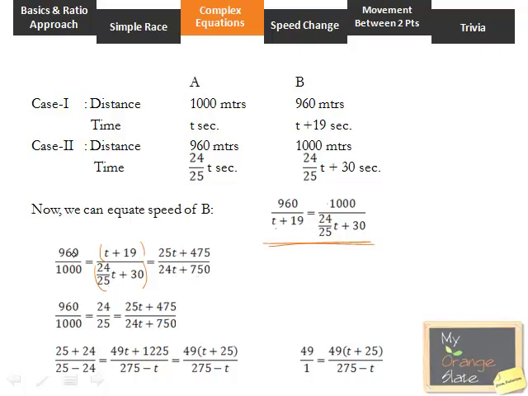Whereas on the left hand side, we get 24 over 25. Now friends, this is the equation that if you use componendo dividendo, what we get is 25 plus 24 over 25 minus 24. That is denominator plus numerator divided by denominator minus numerator. What we get here is 49t plus 1225 divided by 275 minus t. That is denominator minus numerator.